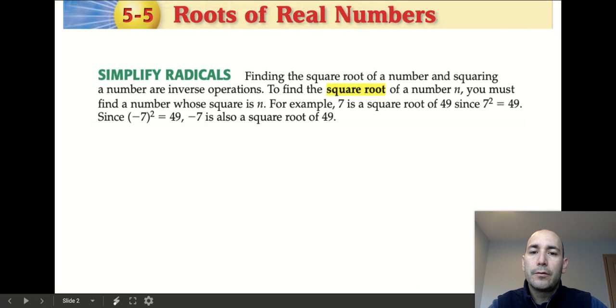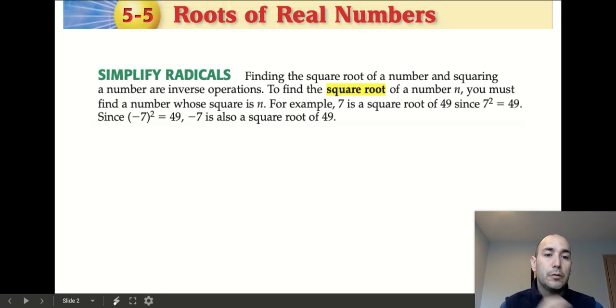So simplifying radicals. Finding the square root of a number and squaring a number are inverse operations. To find the square root of a number n, you must find the number whose square is n. For example, 7 is the square root of 49, since 7 squared is equal to 49. Since negative 7 squared equals 49 as well, negative 7 is also a square root of 49.